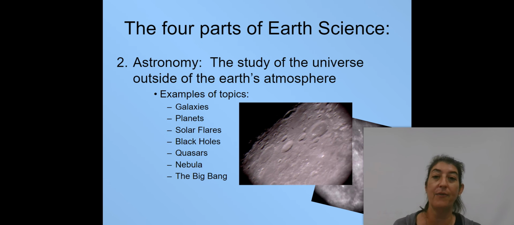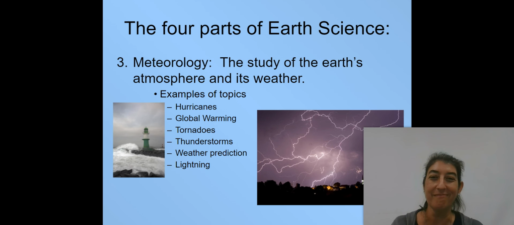And then again, a focus there is on how do we know that we can't go out there and visit all of those places. So, what evidence do we have about what's going on out there in space? And then, what conclusions do we draw based on what we can see from basically the light that comes to us from the stars?